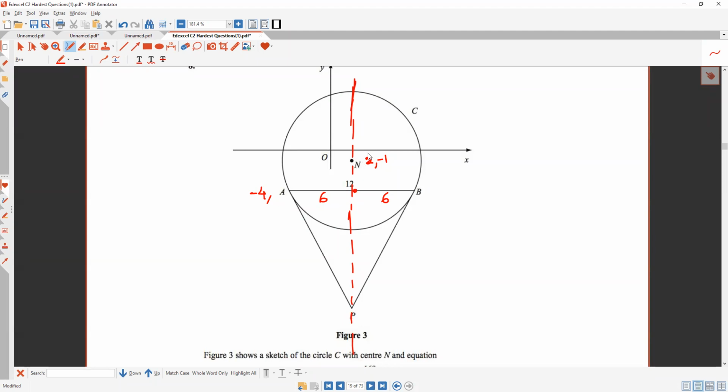Your x coordinate here is 2. Yes or no? The x coordinate is 2, right? This is 2. You go 6 units back, because the total is 12 units, so you're going 6 units back, so it's going to be -4. And if you go 6 units towards the right, it is 8 for the x coordinate. Understood or not?